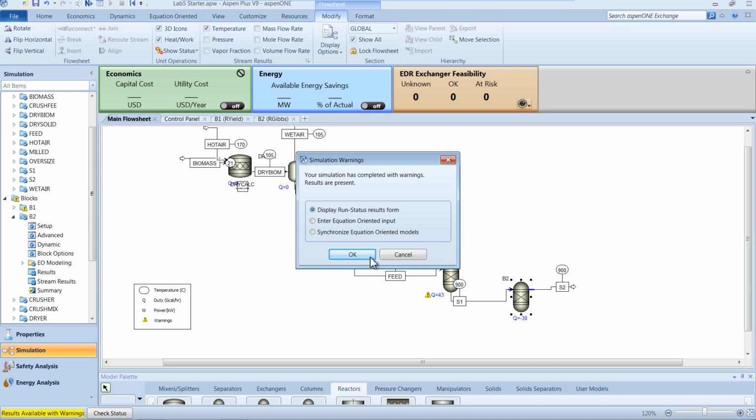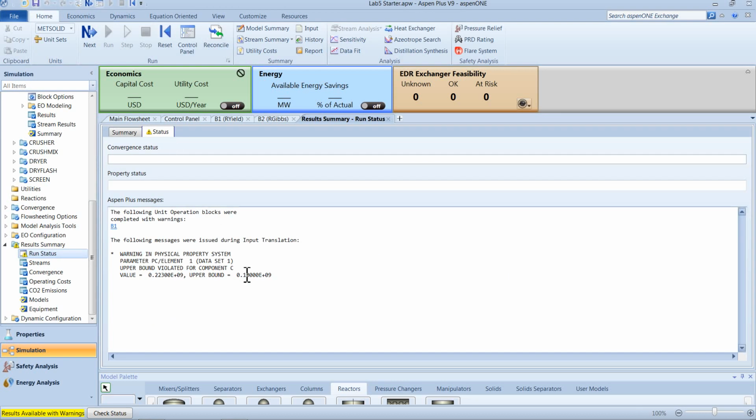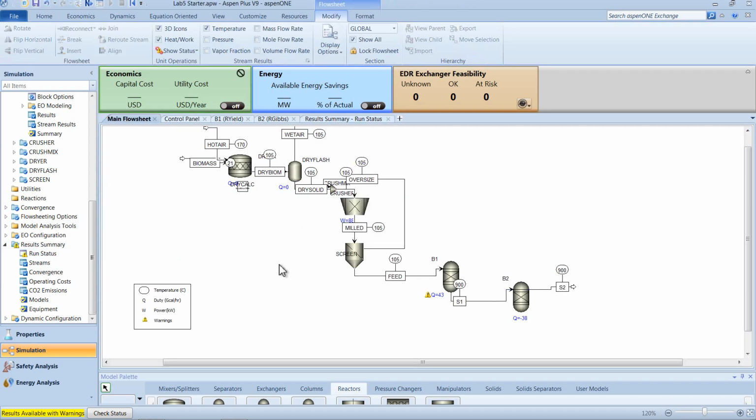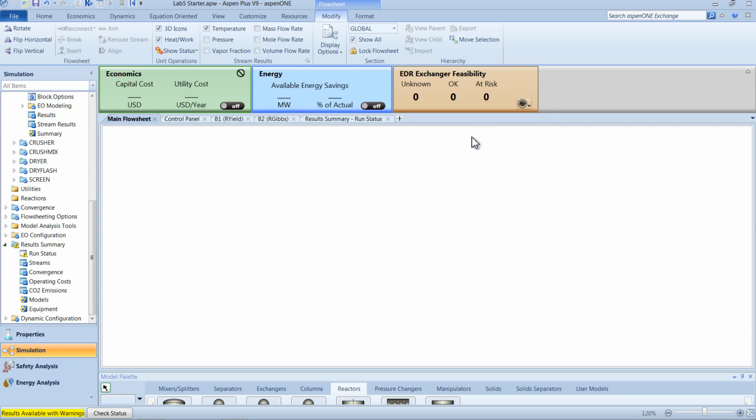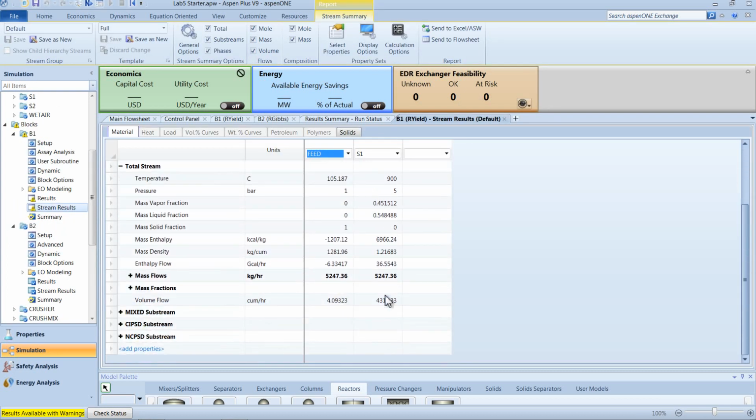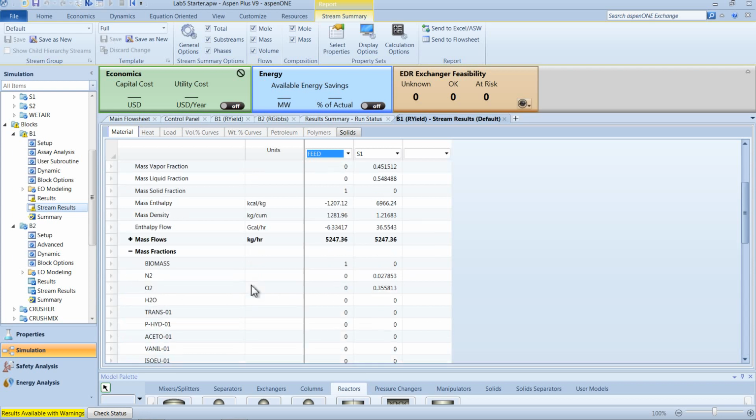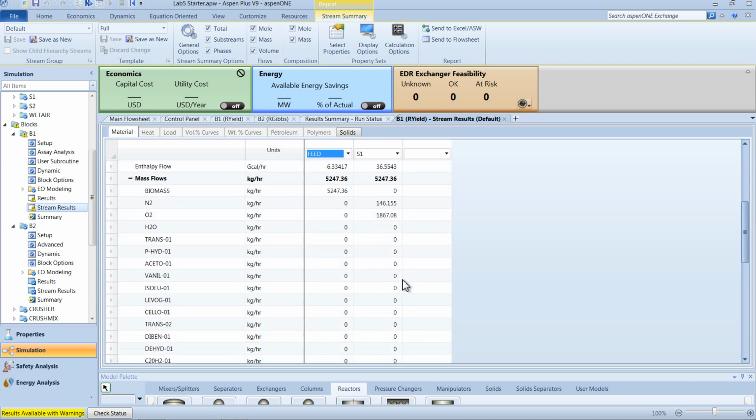Okay, so we have warnings. Okay, so if you look at the RYield stream results, right, so again, we're going to see the mass flows from the feed, so biomass at 5,247 kilograms an hour, and in the product it becomes zero, and it breaks down to elemental components N2, O2, H2, C, silicon, chlorine, sulfur.